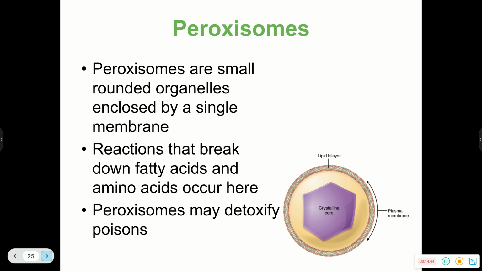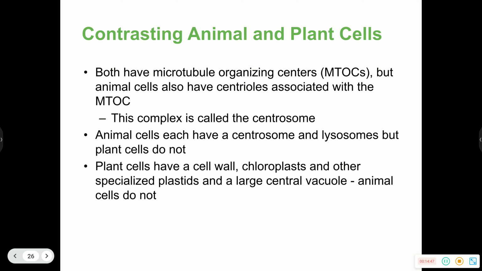All right, so animal and plant cells, what are the differences? Both of them have microtubules, but the animal cells also have what are called centrioles, and that complex with the MTOC is called the centrosome. Animal cells each have a centrosome and lysosomes, but plant cells do not. But plant cells have a cell wall, chloroplast, and other types of plastids, and a central vacuole, which removes water so the cells don't burst. Animal cells do not have that accommodation.